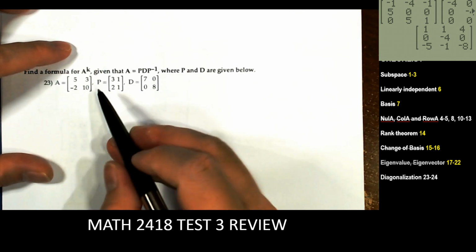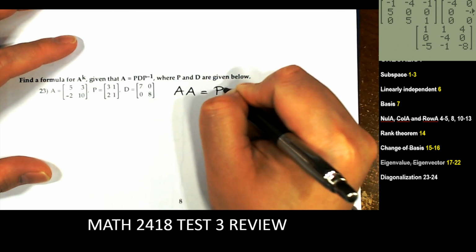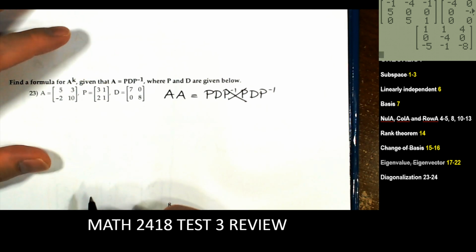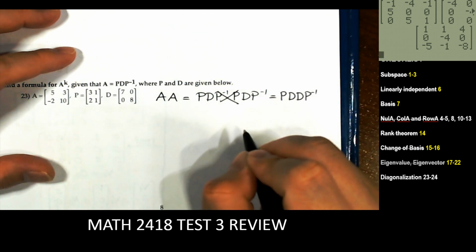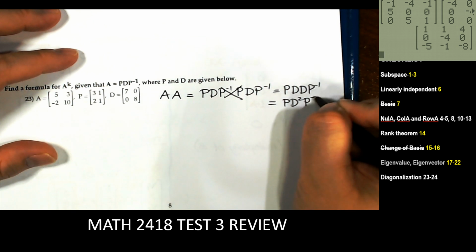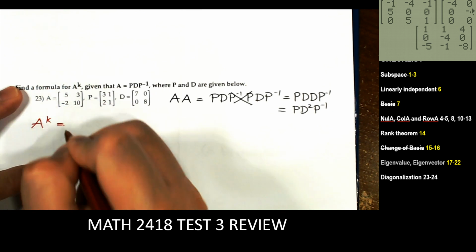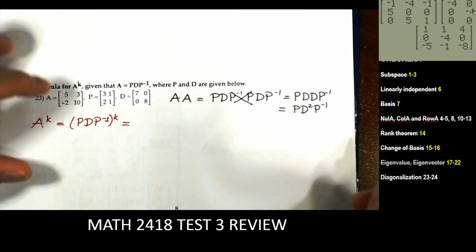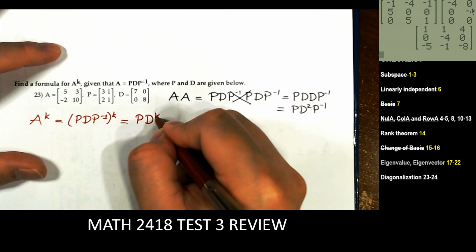So if we have A is PDP inverse, now if we think about that, if we take A times A, for instance, PDP inverse, PDP inverse, the inverse and P multiplied together equal the identity, so they cancel, and we have PD squared P inverse. The diagonal matrix, when multiplied, will just be the square of that diagonal matrix. So with that in mind, where we have A to the K power, which is the power of PDP inverse, we just keep multiplying this, everything in the middle cancels, so that will be just P D to the K power and then P inverse.